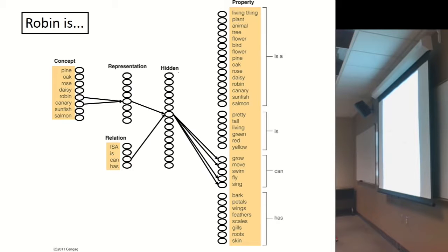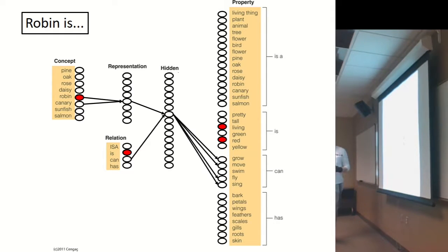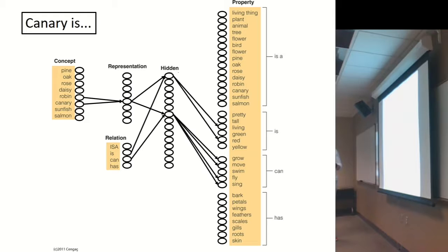All right, robin is. So say we have things, now we're changing the relation. Not a robin can, but a robin is. So now we have this relation activated. And as you can see, the point here is that it's just a series of connections that has this parallel activation that goes through it that is linked to all of these different output units. And it's the pattern of activation that determines what is represented in your knowledge.